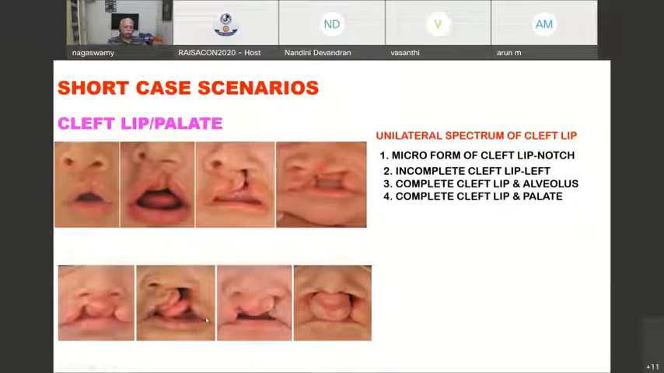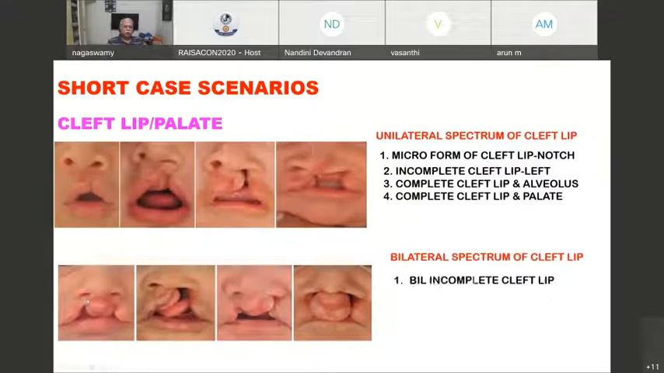Similarly, if you come to these cases, you find this is a bilateral cleft, but this is also incomplete because it has not gone into the nostril. So it is a bilateral incomplete cleft. This one is a microform notch on the right side, whereas the left side is a complete cleft. You do not have alveolar bone continuity. The lip has gone onto the nostril sill, and the nose is not in complete shape.